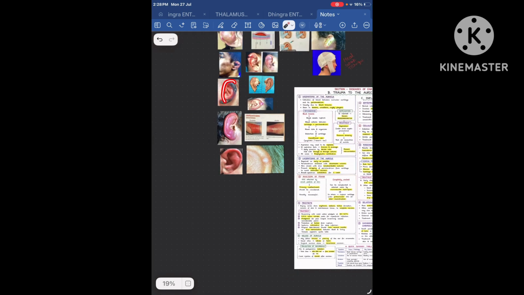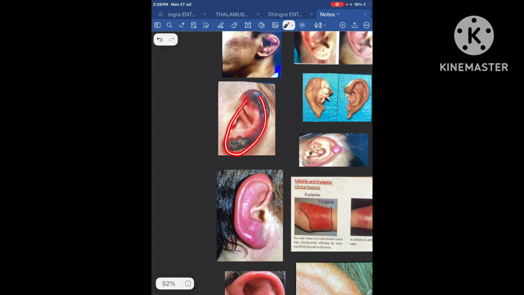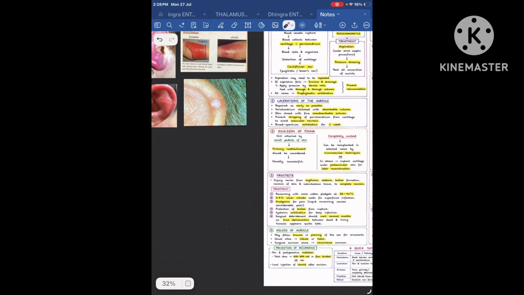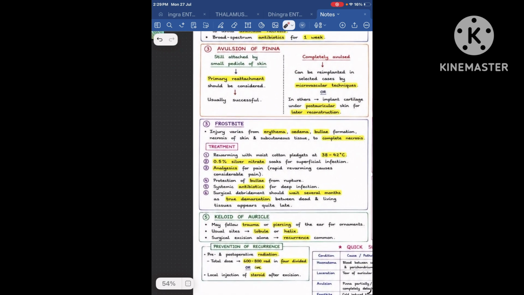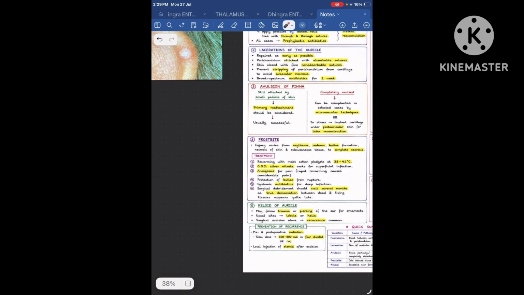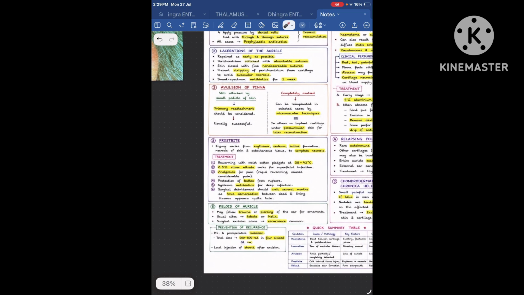Another thing is this diagram. If you see, this is frostbite, the blackish thing due to frostbite. Basically, due to temperature it can lead to frostbite. So how do we treat it? We treat it by rewarming with moist cotton at 38 to 42 degrees Celsius, and we use 0.5% silver nitrate for superficial infection. We use analgesics because rapid rewarming causes considerable pain. All those things we do for frostbite.